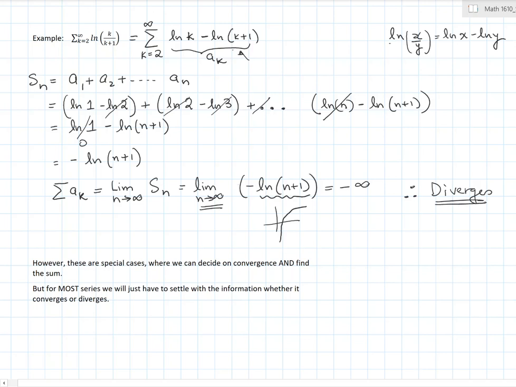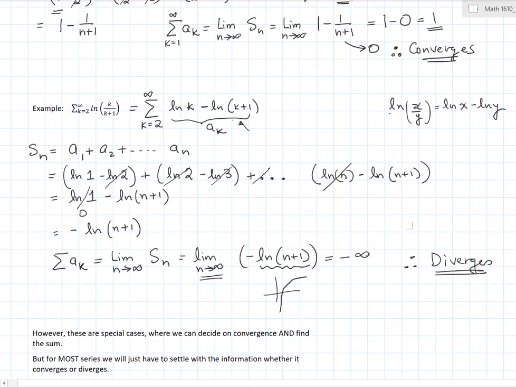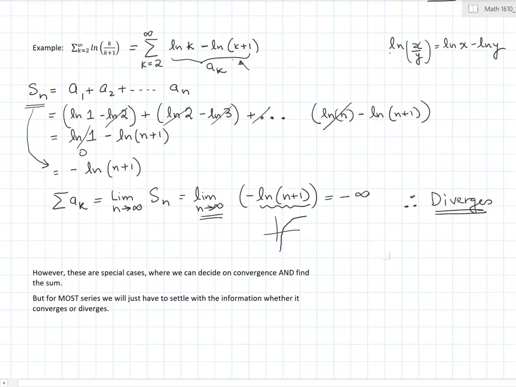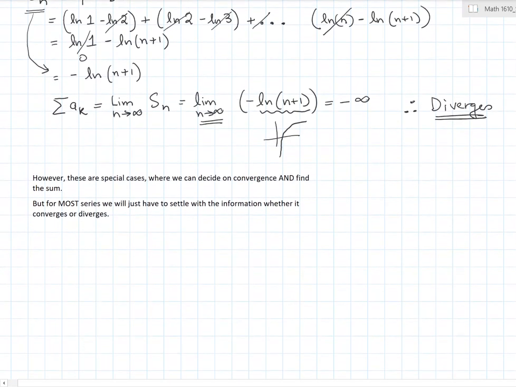So you notice that telescoping series are a very special kind of series which behave in this very nice way, so that Sn can be found in closed form. Once you can find Sn as a function, you can take a limit and decide whether it converges or diverges. So to recap, these are special cases where we can decide on the convergence, and not only that, but also find the sum. But of course, for most series we will not be able to do it, and we'll have to settle with the information whether it converges or diverges.